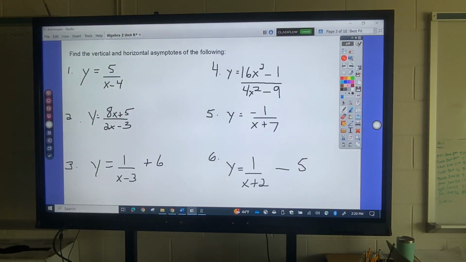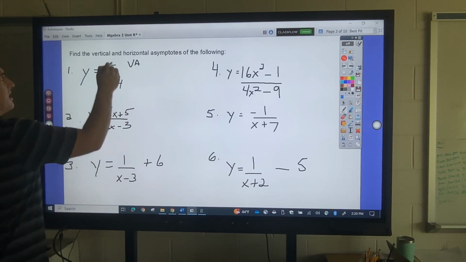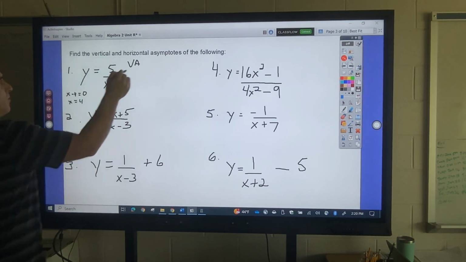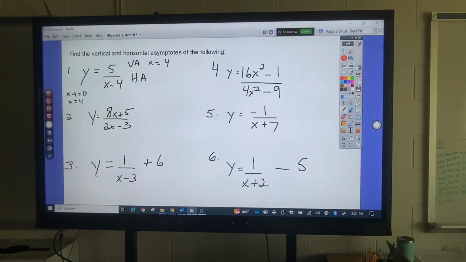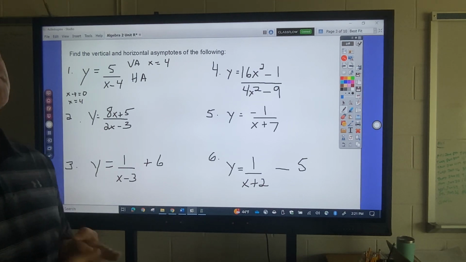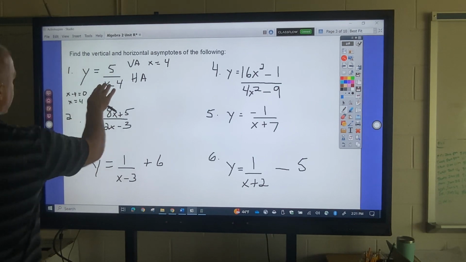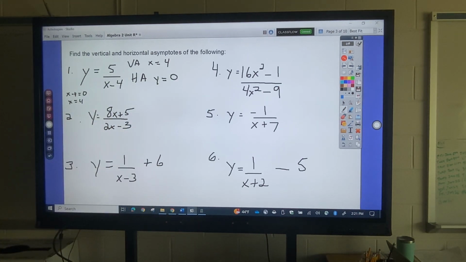Now, find the vertical and horizontal asymptotes. For my vertical asymptote, I solve the denominator, so x minus 4 equals 0. That would be x equals 4. For my horizontal asymptote, what scenario do I have? Does the numerator have the bigger exponent, the denominator bigger, a tie, or an inverse function? In this case, I've got x to the first, so that's automatically y equals 0.